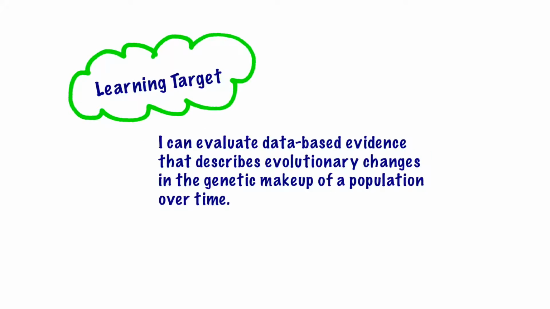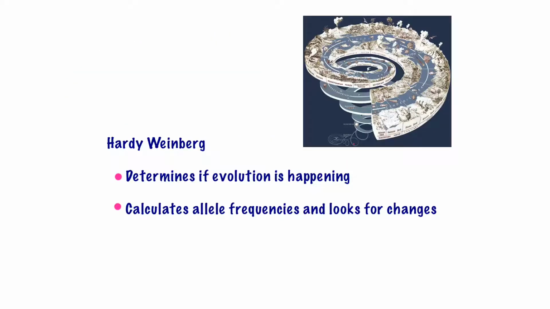Today we're going to talk about Hardy-Weinberg equilibrium and how we use that in population genetics to determine if evolution is happening. Our learning target is to be able to evaluate data-based evidence that describes evolutionary changes in the genetic makeup of a population over time. We use the Hardy-Weinberg principle to determine if evolution is happening, and we do that by calculating allele frequencies and then looking for changes over a long period of time.